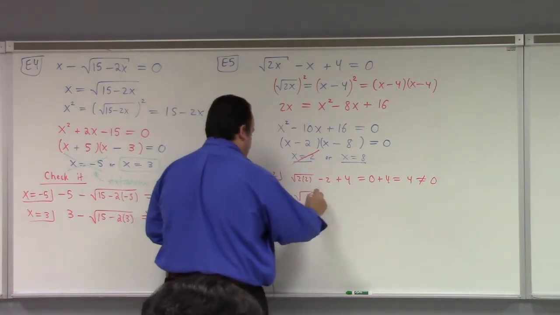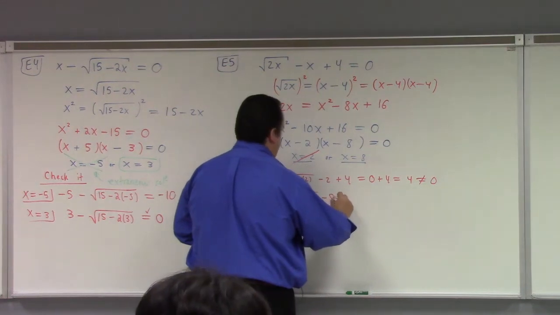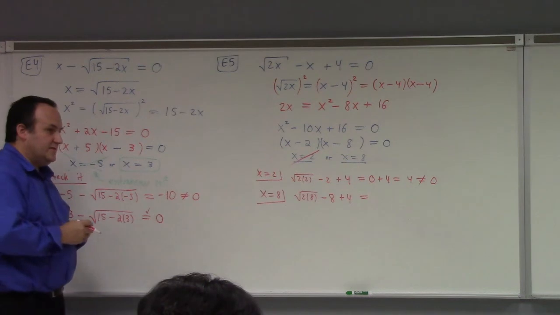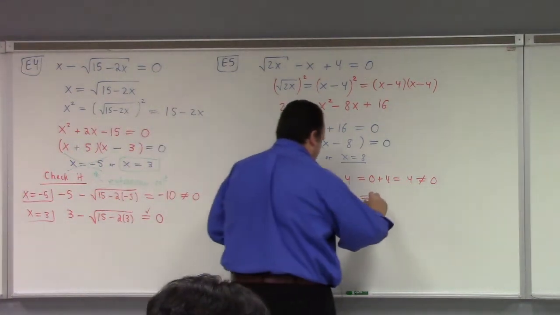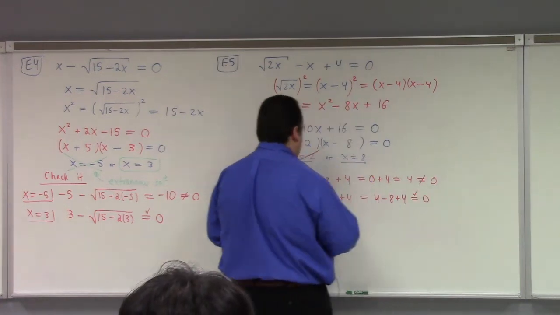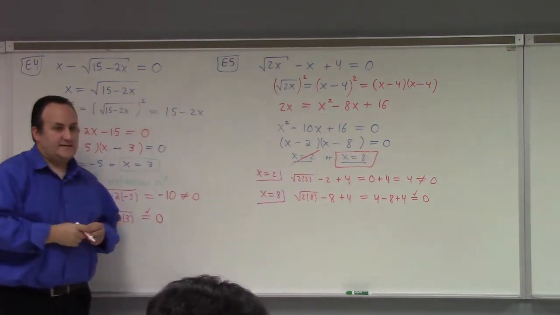x equals to 8. We've got the square root of 2 times 8 minus 8 plus 4, which is the square root of 16. The square root of 16 is 4. So here we've got 4 minus 8 plus 4, also known as 0. So there you go. Our only solution here is 8.